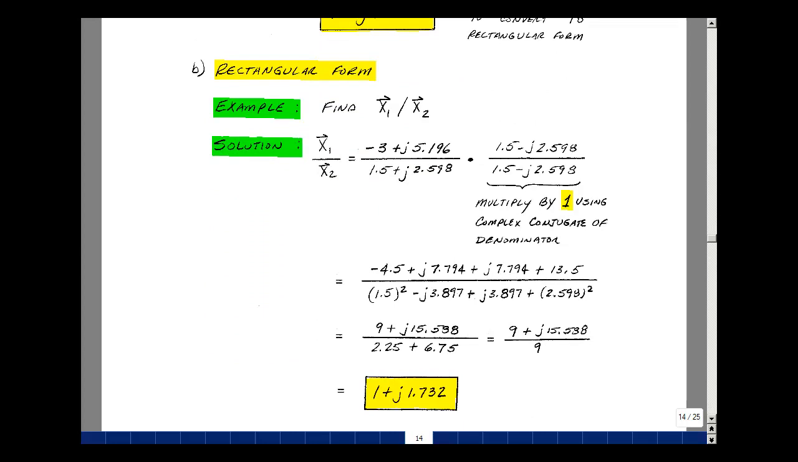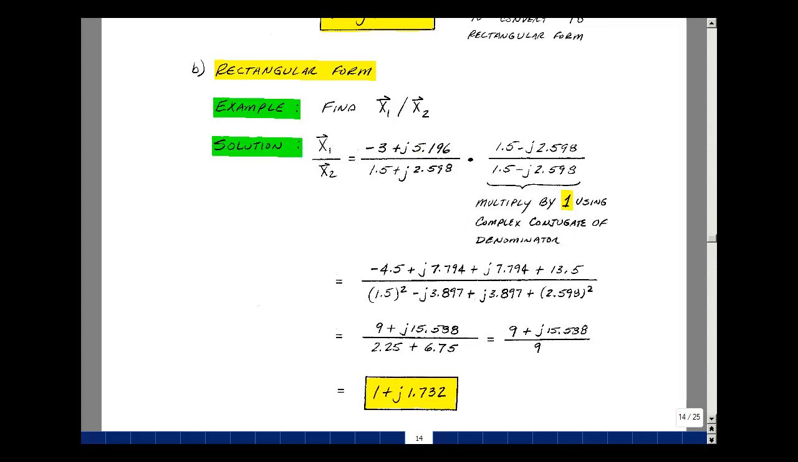Let's do the same problem in rectangular form. Let's convert x1, which was 6 at angle 120. Punch that in my calculator, I get minus 3 plus j 5.196, and then x2 was 3 at angle 60, and that turned out to be 1.5 plus j 2.598. What I want to do is I want to make the denominator real. I want to multiply the denominator by what's called a complex conjugate, and that's the same number with j replaced by minus j. Now, to have no effect on this, I need to multiply the numerator by the same term.